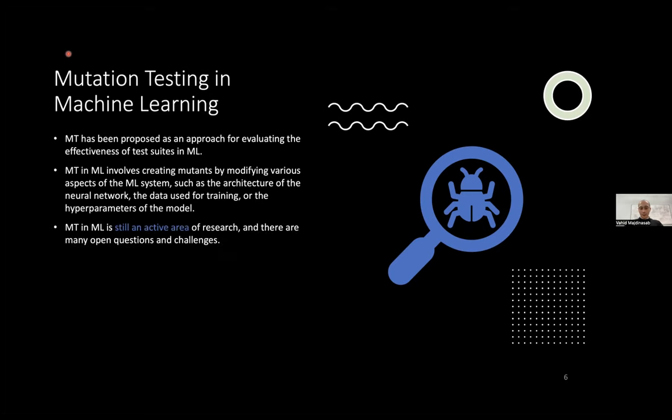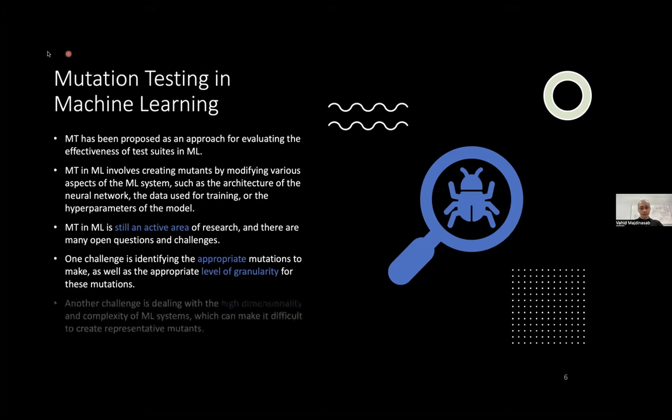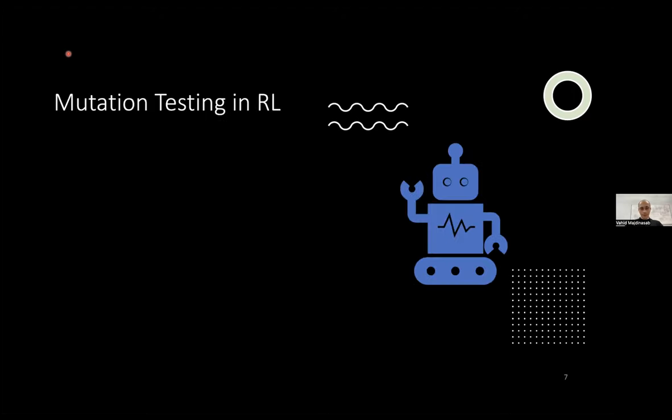Mutation testing for machine learning is still an active area of research and is relatively new, so there are a lot of open questions and challenges. One of the main challenges that we are facing right now is identifying the appropriate mutations and how in-depth those mutations should be. For example, should we change the model's architecture during testing? And if so, to what degree? Another challenge is the high dimensionality of machine learning systems, since even small changes in values can change the entire decision-making process of the model. So creating representative mutants becomes very difficult.